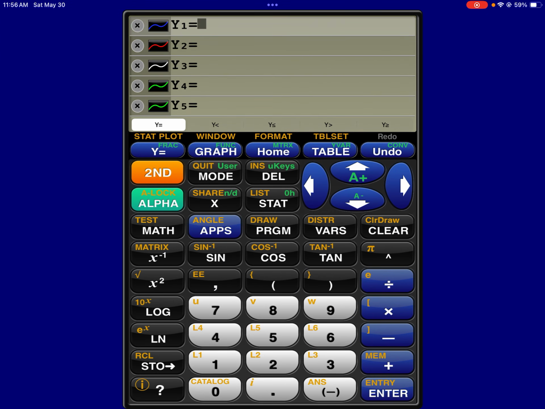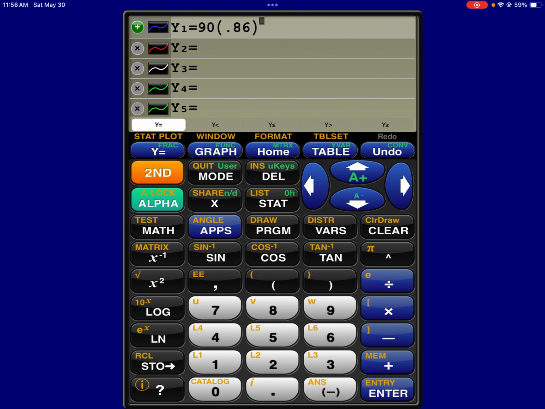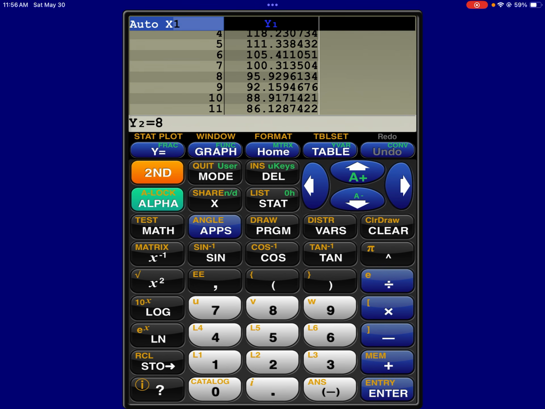Okay, so I have 90 times 0.86 to the x power. And don't get scared by the equation. It's going to look crazy. Don't worry about it though. It does not matter. And we are going to look at our table.